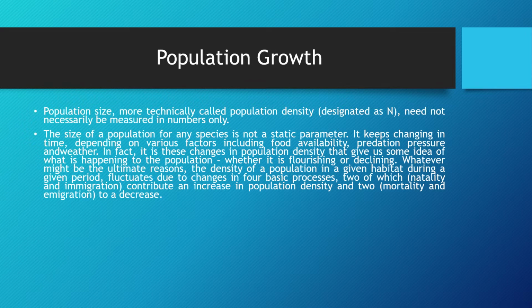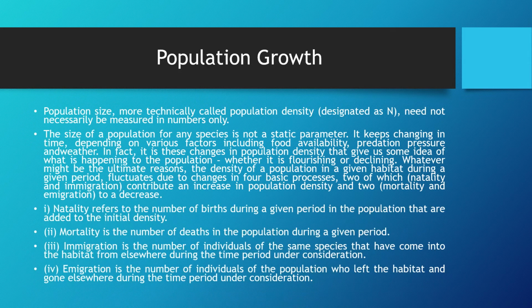Whatever might be the ultimate reasons, the density of a population in a given habitat during a given time fluctuates due to four basic processes. Let's discuss the four basic processes. The first one is natality, which refers to the number of births during a given time in the population that are added to the initial density. The second one is mortality. It is the number of deaths in the population during a given time.